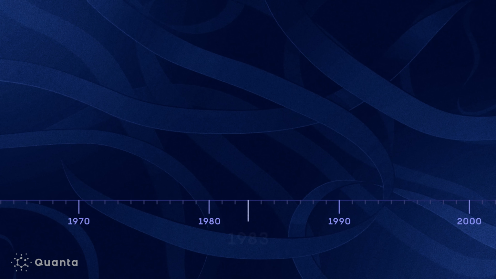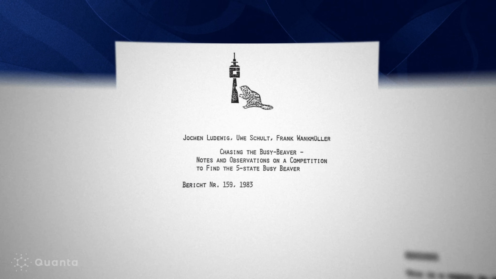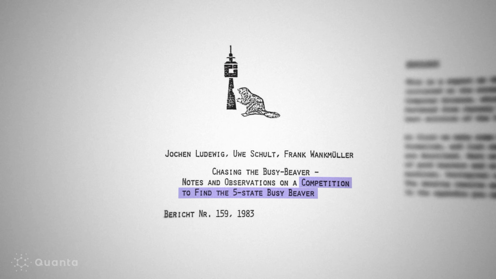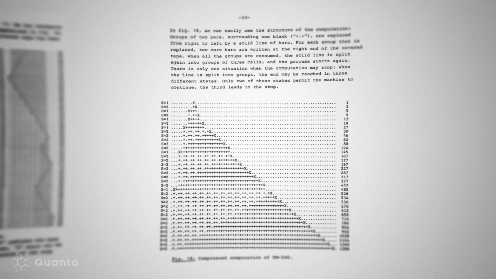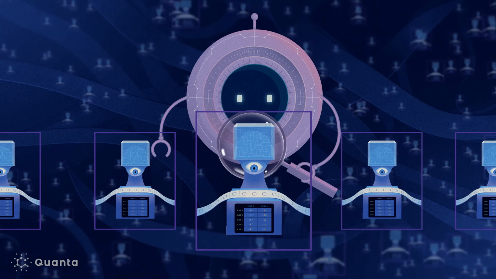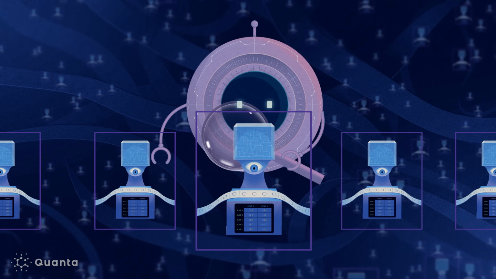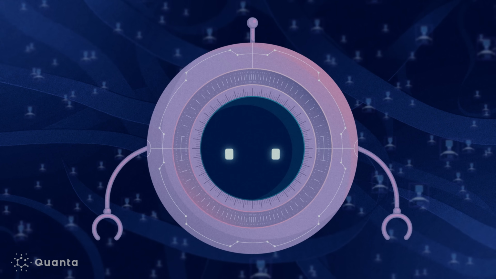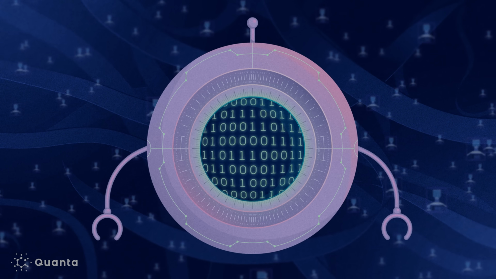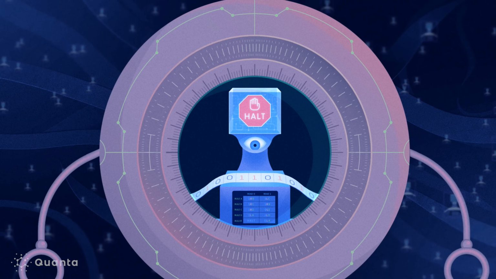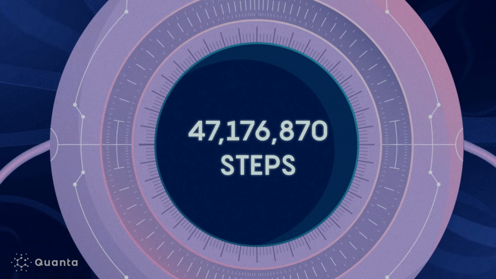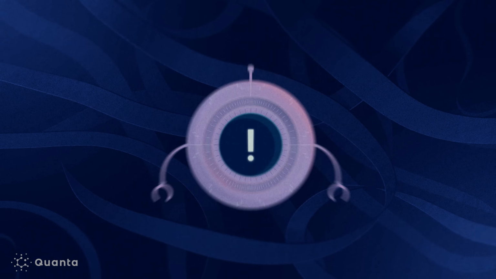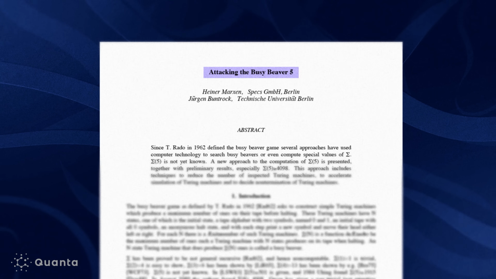The hunt for BB5 has a long history. In 1983, nearly 100 people gathered in the West German city of Dortmund for a competition to find BB5. But ultimately, they all fell short. However, 2 Busy Beaver hunters, graduate students Heiner Marxen and Jürgen Buntrock, continued the hunt. With a powerful new computer, they identified a possible contender, which halted after a staggering 47,176,870 steps. The pair conjectured that this was, in fact, the 5th Busy Beaver. But they couldn't prove it.